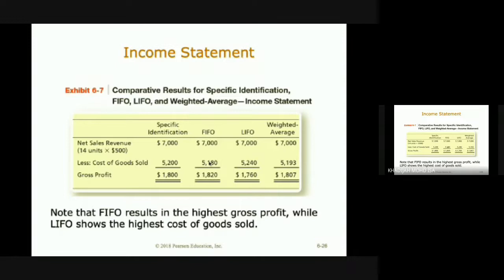Under FIFO, because you have the lowest COGS, it will give you the higher gross profit. Your gross profit is 1,820 because your COGS is lower. So lower COGS means higher gross profit. But under LIFO, you have a higher COGS, which means lower gross profit.